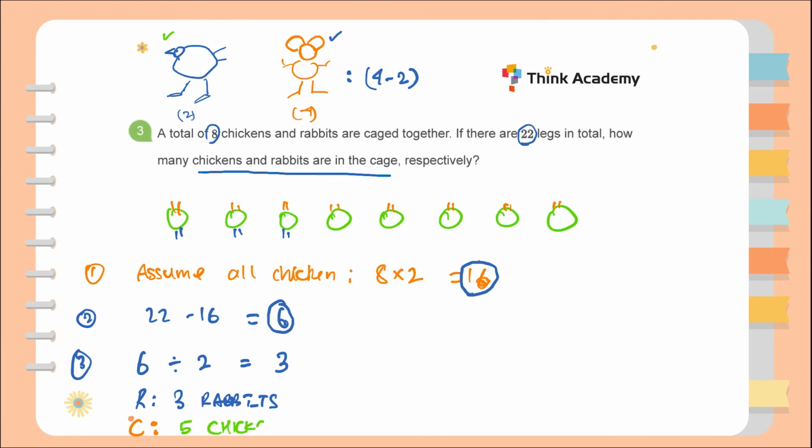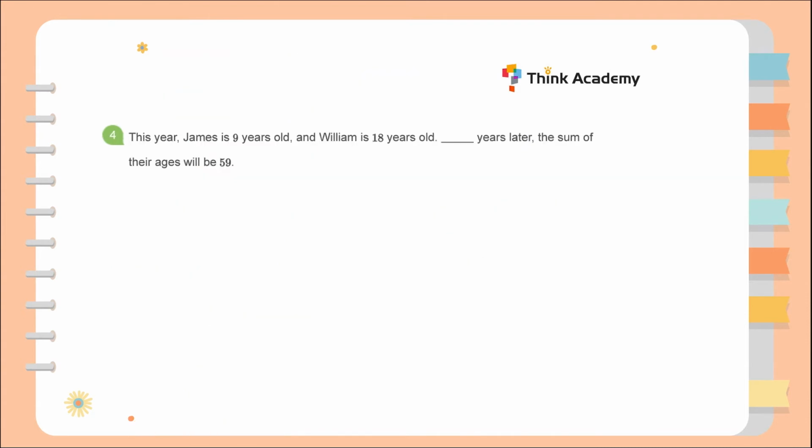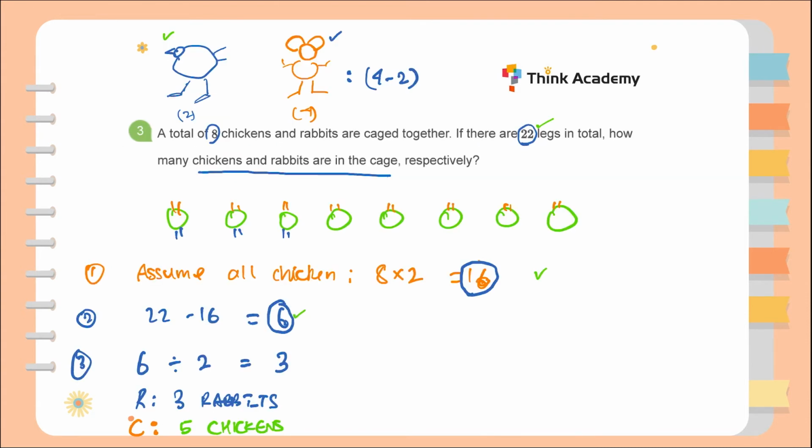Right? Assume all of them to be the smaller group, because that way we can make some smart guessing. We have 16. We realize, well, that's not the reality. Our assumption is far off from the reality by 6 legs. Where is this extra 6 coming from? We know that the extra 6 is probably coming from the extra 2 legs that the rabbit has. So that is how we find the rabbits, and we know the total, so we can find the chicken.